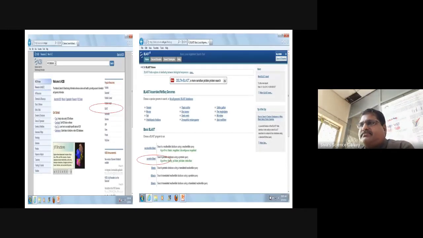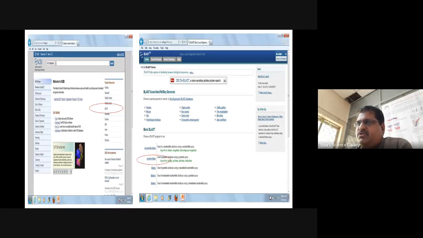Okay. So students, you have the target protein for which the structure is not available, and you want to predict the structure using homology modeling. How to do it? Okay. Very simple. I will explain step by step.